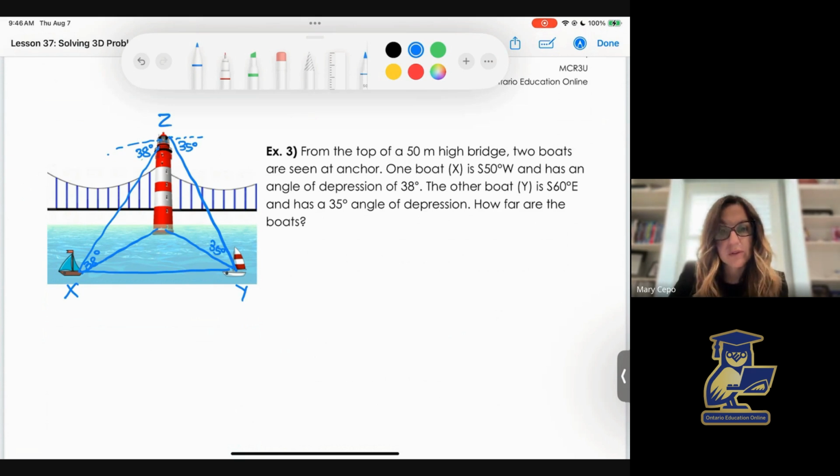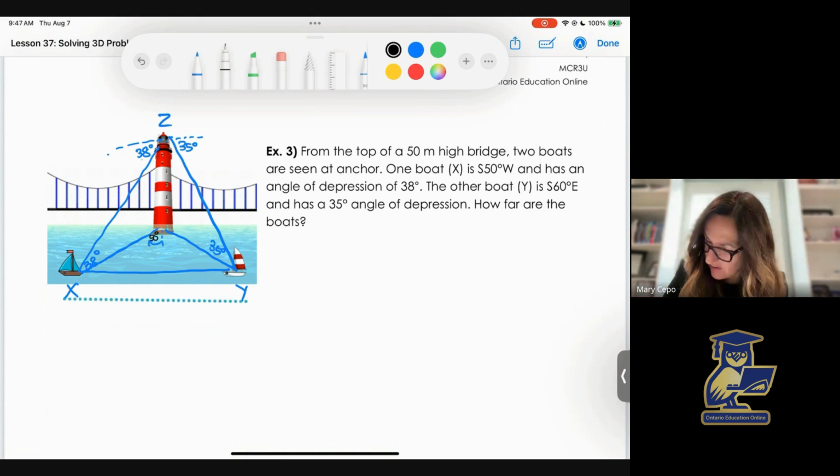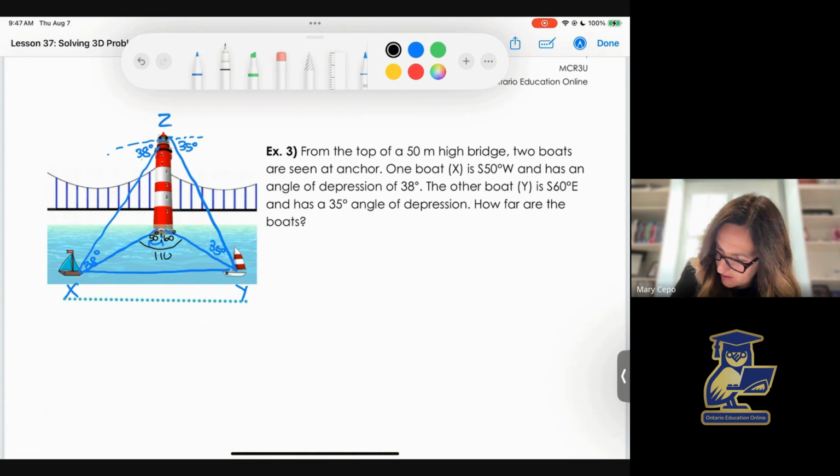Okay, now also it says one boat X is south 50 degrees west. So if it's south 50 degrees west, this way, that would be an angle of 50 degrees. So I'm going to put that in here. That would be 50 degrees. And the other one is south 60 degrees east, so that would be 60 here. Okay, so with that in mind, we can add these together to get the full angle measure. Now the full angle measure, 50 plus 60, would be 110 degrees.